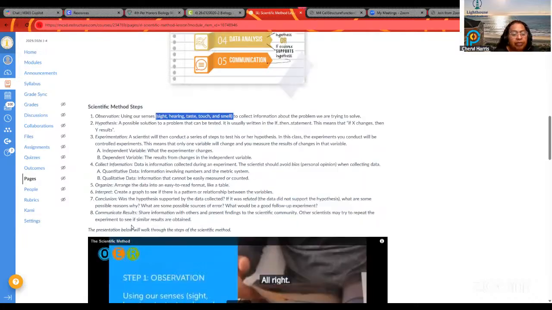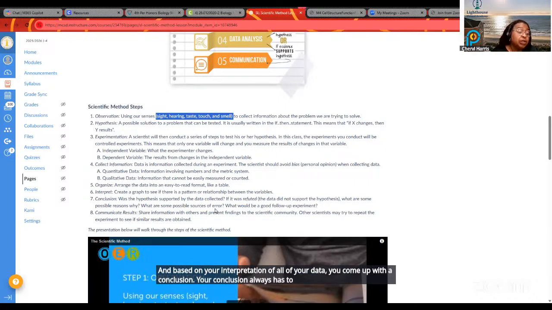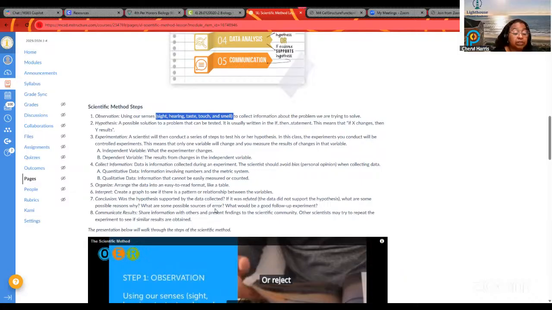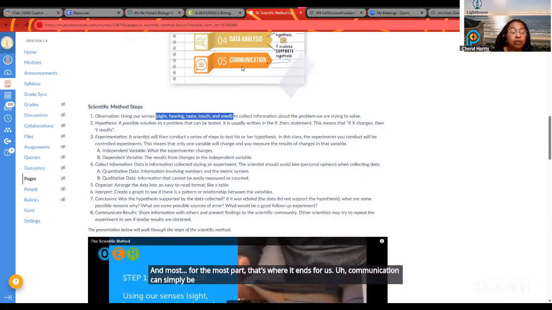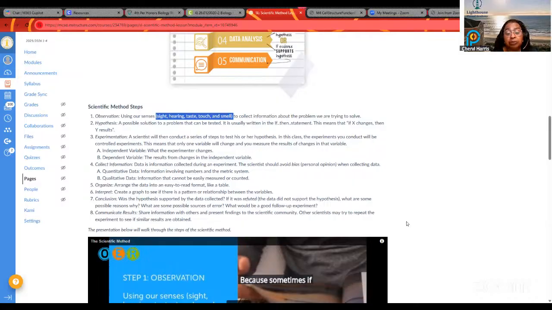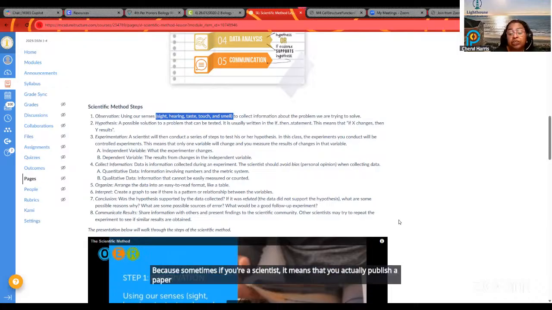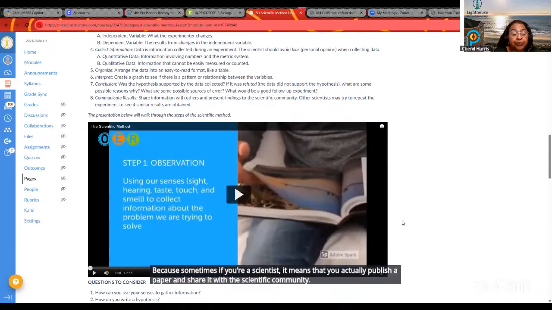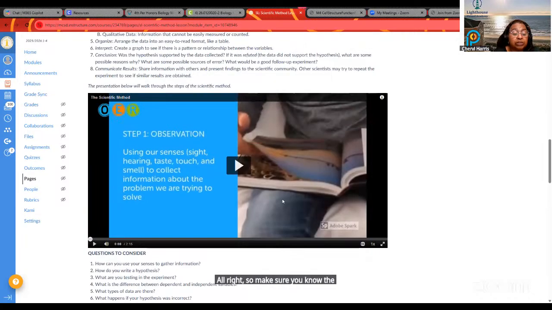All right. And then you have to look at your graph and interpret the graph. And based on your interpretation of all of your data, you come up with a conclusion. Your conclusion always has to either support your hypothesis or reject your hypothesis. Okay. And for the most part, that's where it ends for us. Communication can simply be stating your conclusion, but sometimes if you're a scientist, it means that you actually publish a paper and share it with the scientific community. All right. So make sure you know the parts of the scientific method.